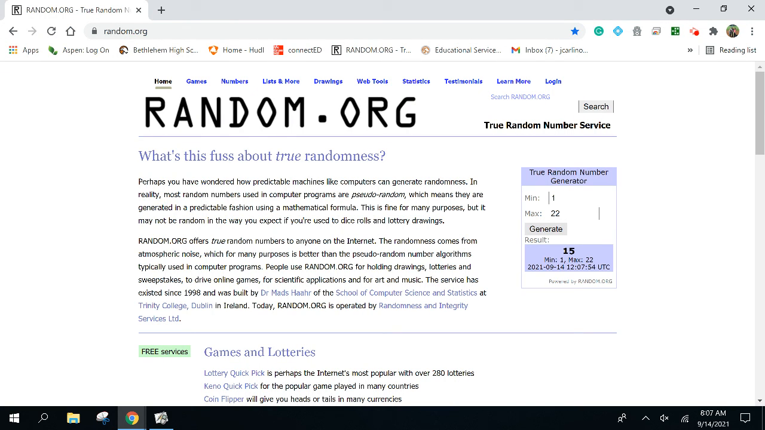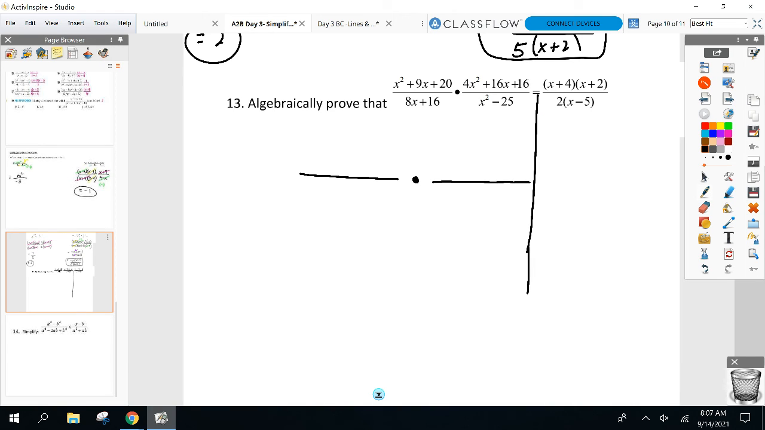Mike, give me one thing you factored. I'll do the x squared plus 9x plus 20. Yep, what'd you get? I got x plus 5 and x plus 4. Good. Two numbers multiply to 20, add to 9. Excellent.